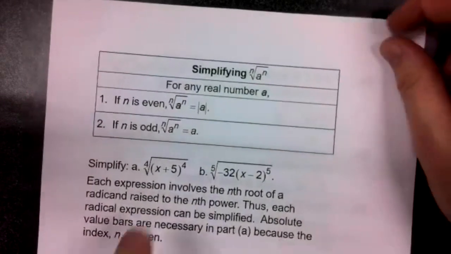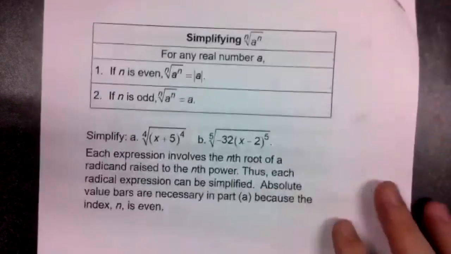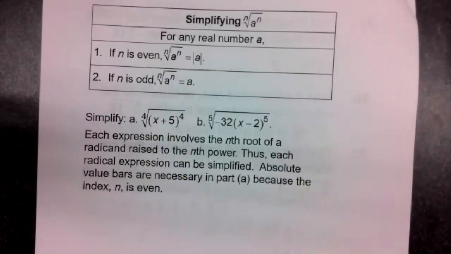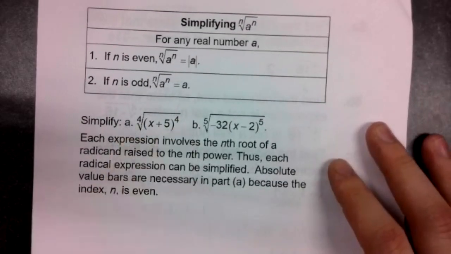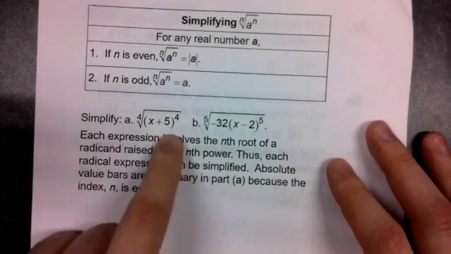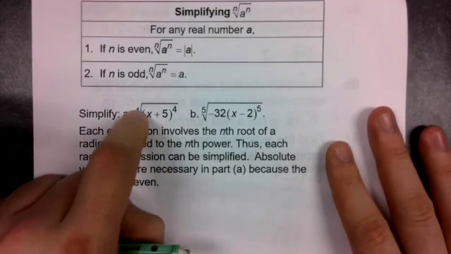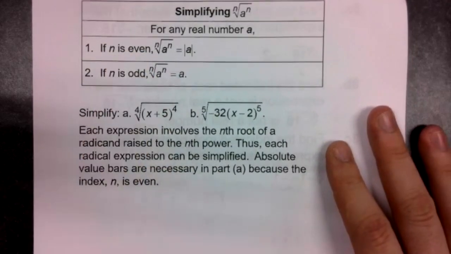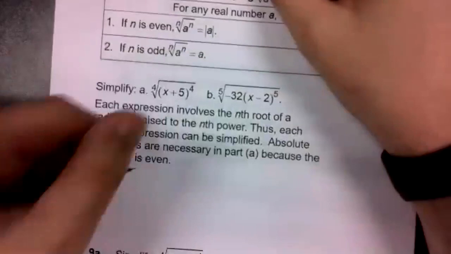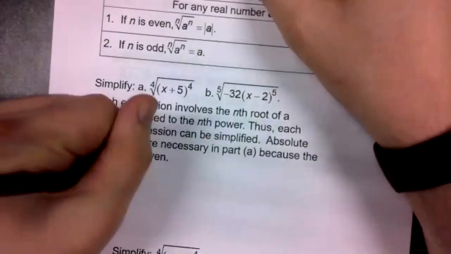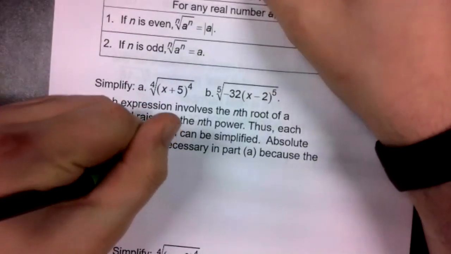Okay, so let's look at these two here. This one says simplify. This first one, I have the fourth root of something to the fourth power. So those will cancel, but I have to take the absolute value since it's an even radical. So for A, I get the absolute value of x plus 5.